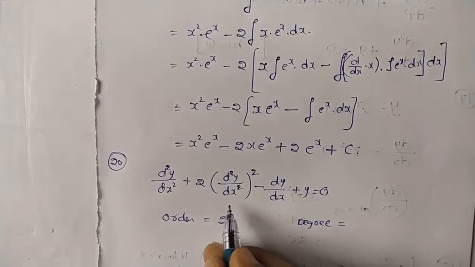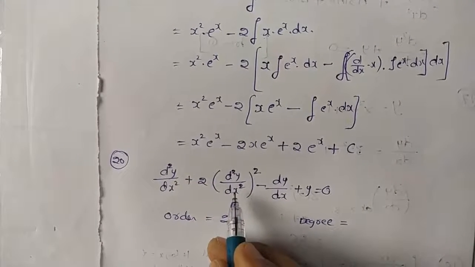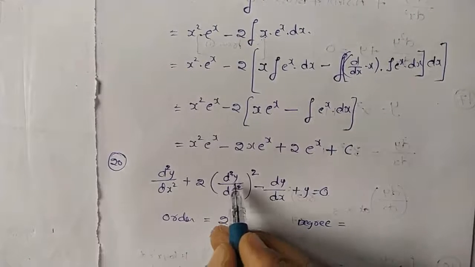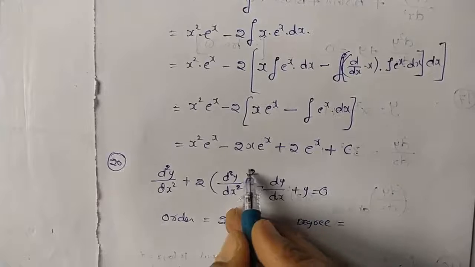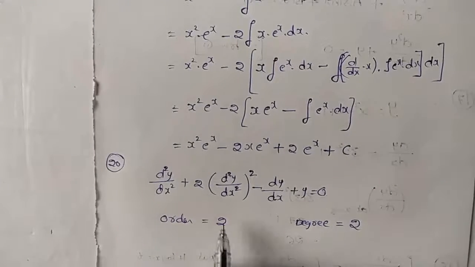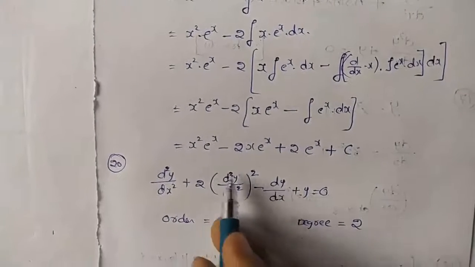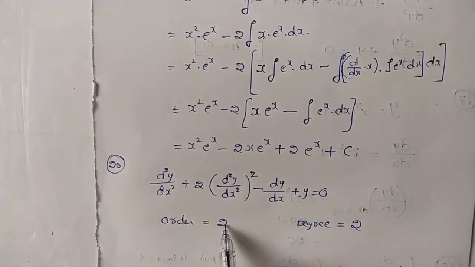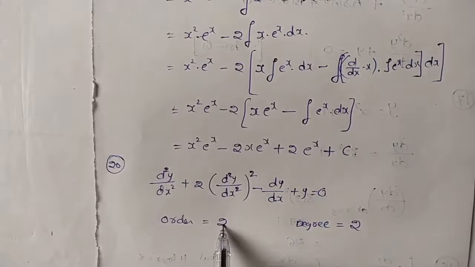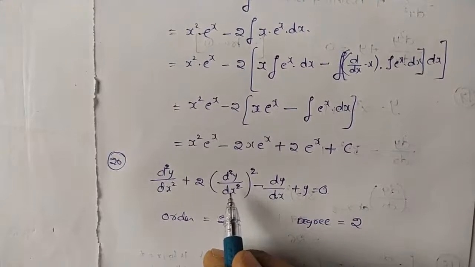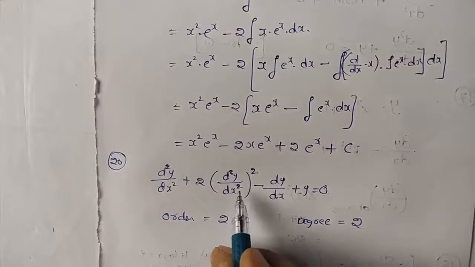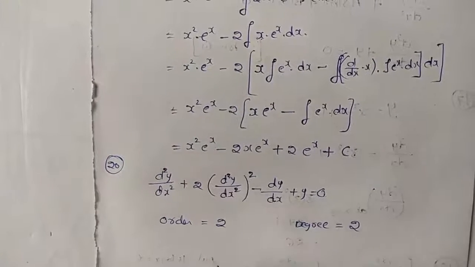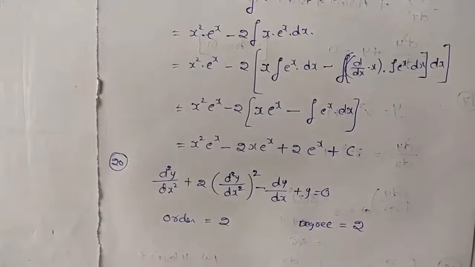The power of the highest derivative of the differential equation. Highest derivative is what? d square y by dx square. This power is what? 2. Order is nothing but the highest derivative of the differential equation, that is 2. Degree means the power of the order of the differential equation is called the degree of the differential equation. Understand?